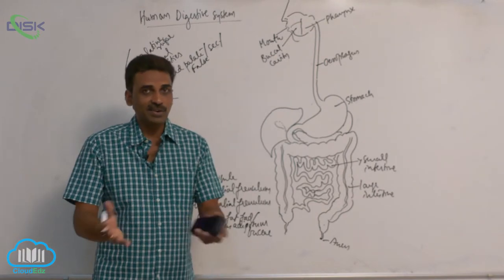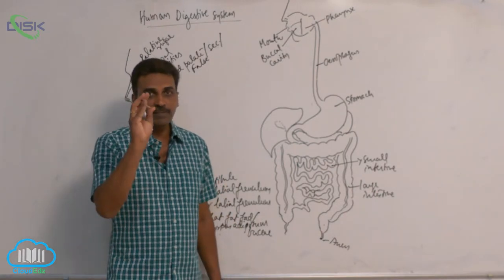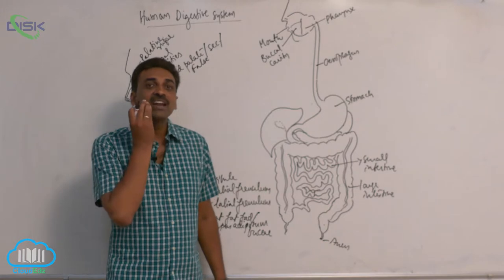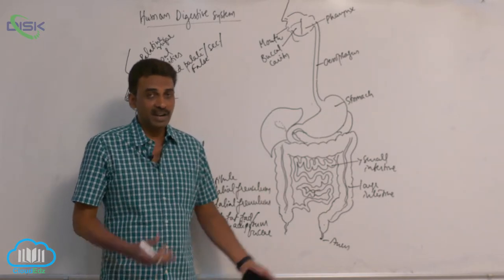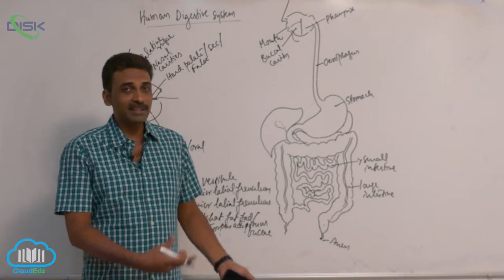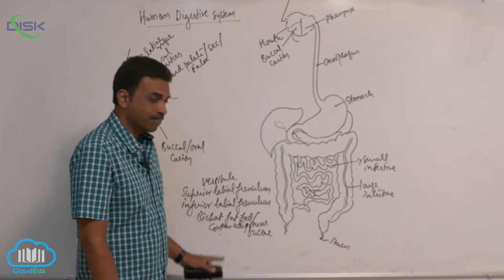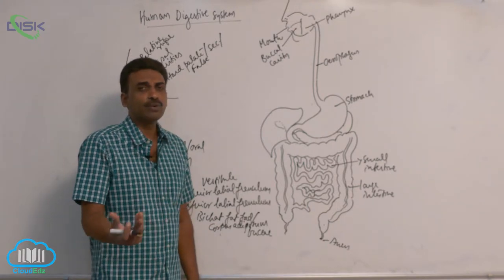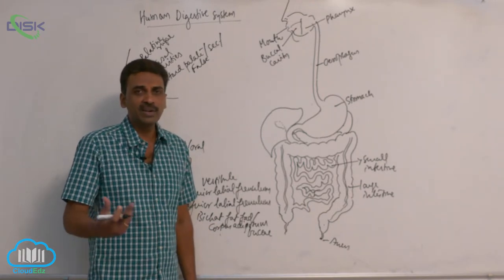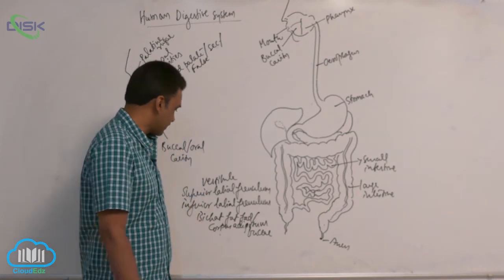In the infants, not in all, only in the infants, you can see a fatty connective tissue, and it is supporting sucking action. For sucking the milk, that is used. And gradually, after the 4th month or 6th month, the Bichat's fat pad gradually disappears.